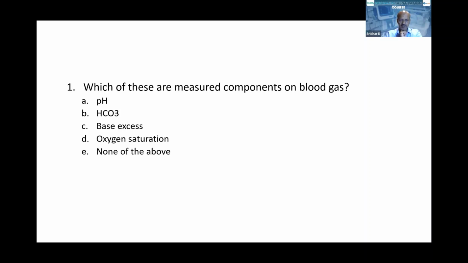The oxygen saturation is calculated based on the hemoglobin and your PaO2. The base excess and bicarbonate are calculated from the pH and the carbon dioxide based on the Henderson-Hasselbalch equation. So that's where discrepancies may manifest if you use that as a way to check if the gas is contaminated or not. I hope this point is clear.